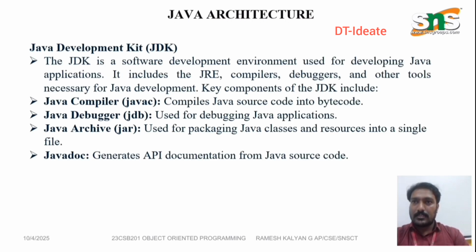The Java Development Kit has a few components in it. As we saw in the diagram in the last slide, it has the Java compiler, that is javac, then the Java debugger, that is JDB, and the Java archive, that is JAR. JAR is a file extension. The next one is Javadoc. This is mainly used for generating the API documentation from Java source code.